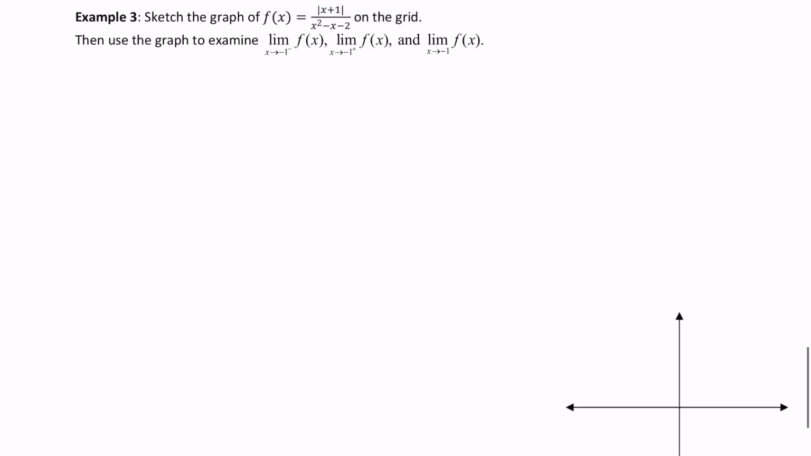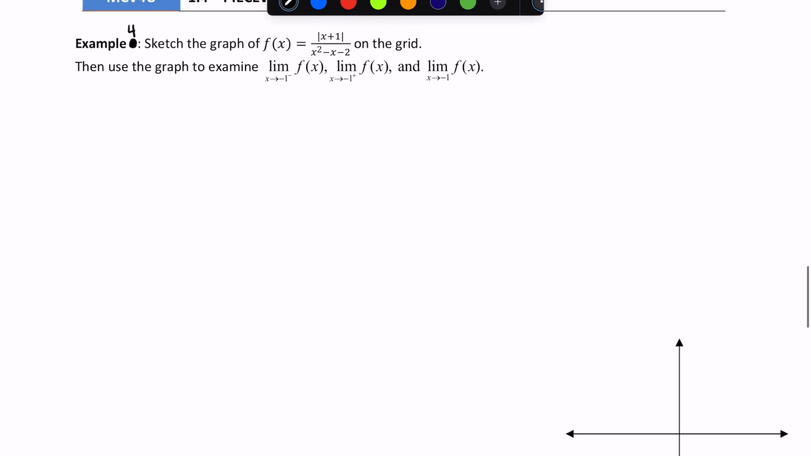So let's look at this last example here. This should be example number 4. It says sketch the graph of f of x is equal to the absolute value of x plus 1 over x squared minus x minus 2 on the grid. Then use the graph to examine the limit as x approaches -1 from the left, the limit as x approaches -1 from the right, and the limit as x approaches -1.